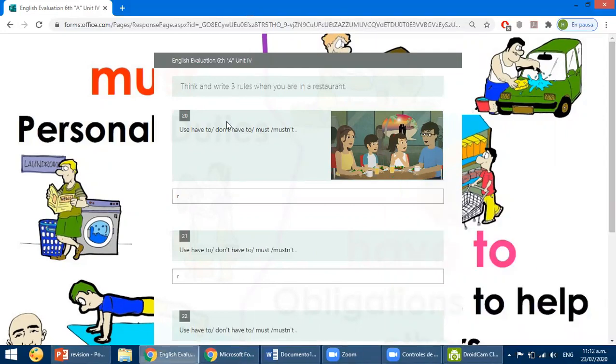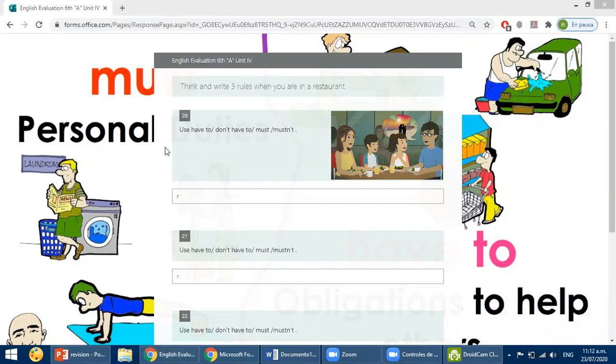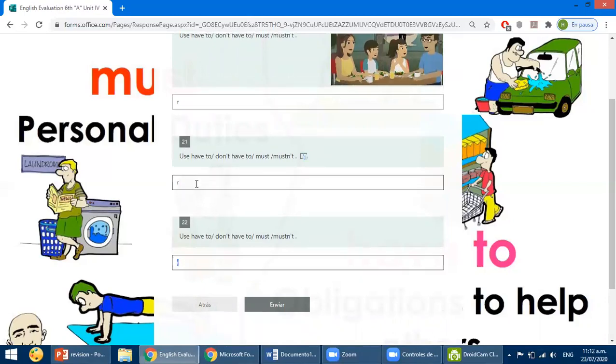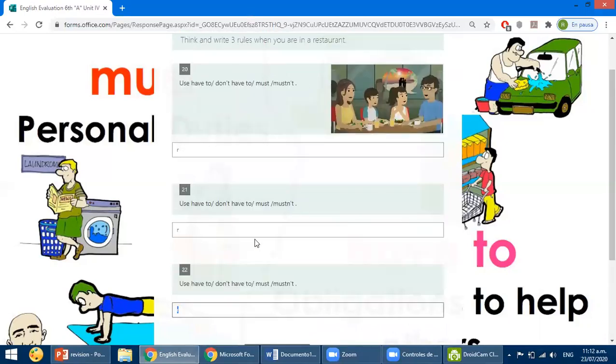Profesor, es hasta la pregunta 20, ¿no? Ya lo encontré, ahora sí yo voy a bajar todo. 20. Okay, Daniel, please. Daniel, 20, 21, 22. You are going to write one rule. In the 20, one rule. One rule. And 22, the same. In total, 3 rules. The 3 rules is about an invitation in a restaurant.